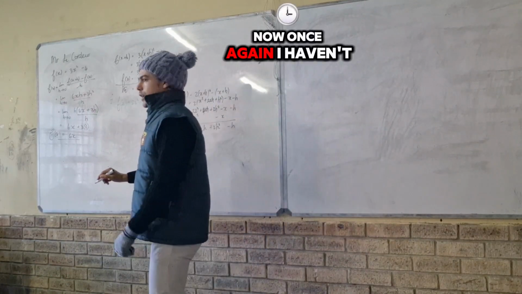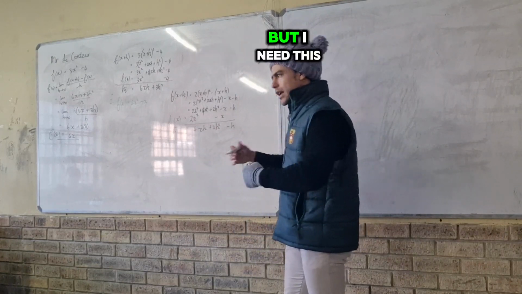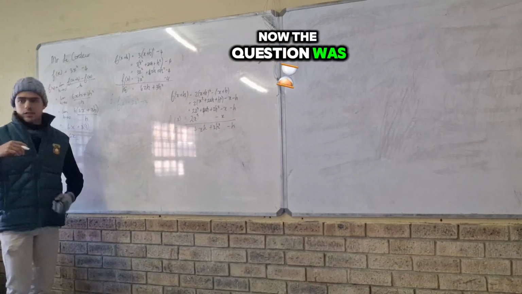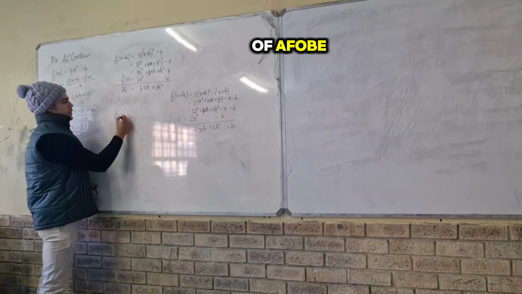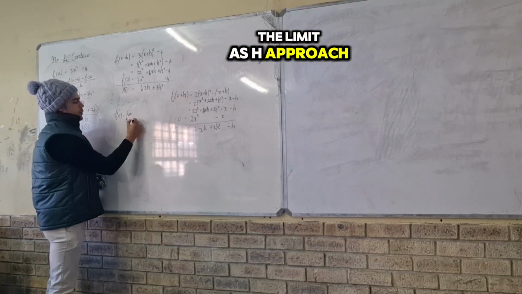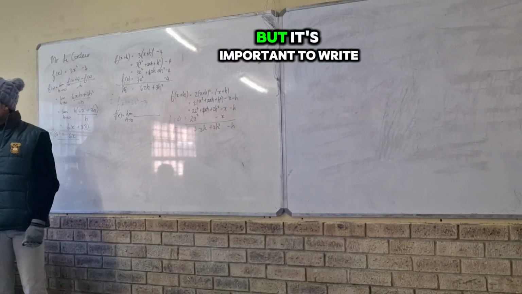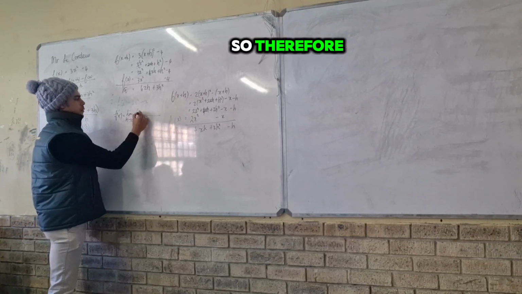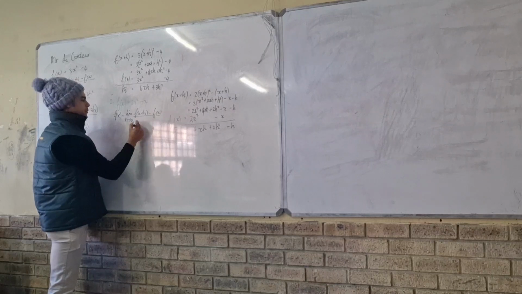Now, once again, this is just my preparation. I haven't answered the question, but I need this, and eventually it is going to make this a little bit shorter for me. Now, the question was determine from first principles. Writing down here, the derivative of f of x is equal to the limit as h approaches 0. Because this is on the formula sheet, they're not going to give you marks for it. But it's important to write it down to eliminate mistakes. So write it down: f of x plus h minus f of x over h.